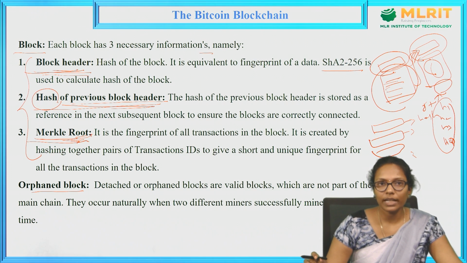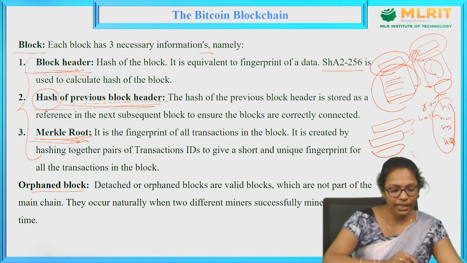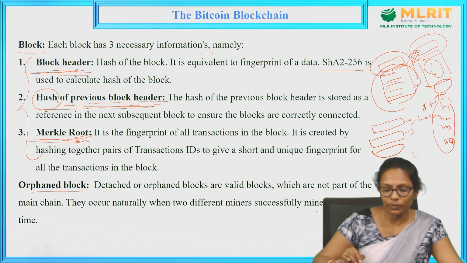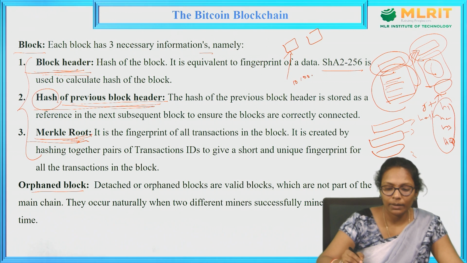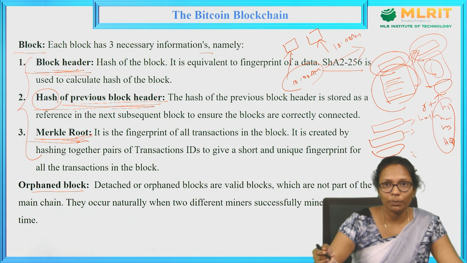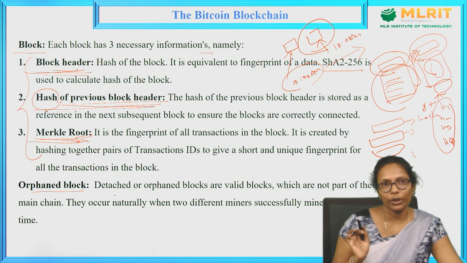How are detached or orphaned blocks created? They occur naturally when 2 different miners successfully mine at the same time. For example, we have 2 blocks for validation. This block is validated at exactly 10 AM, and this one is also validated at exactly 10 AM. Then one block will be propagated and added to your blockchain, and the other block will be called a detached block or orphaned block. So this is officially a block, but we are not going to add it into your blockchain.